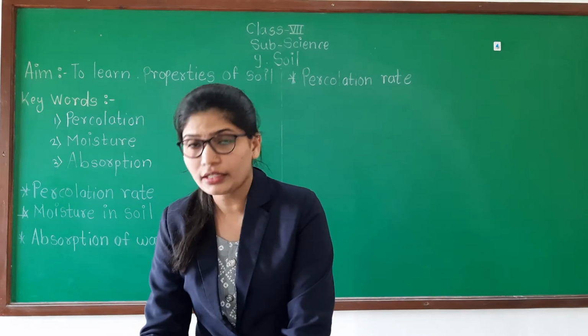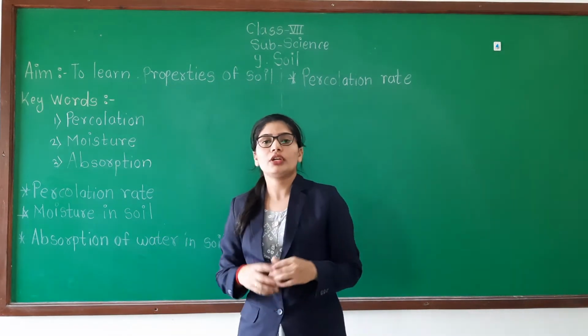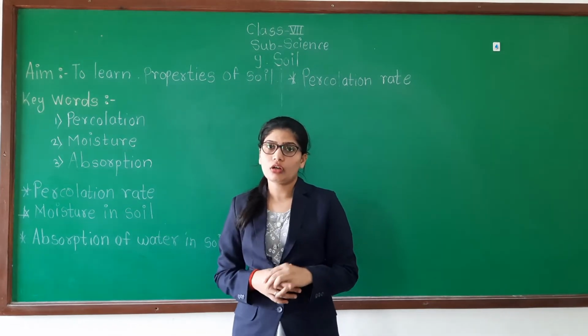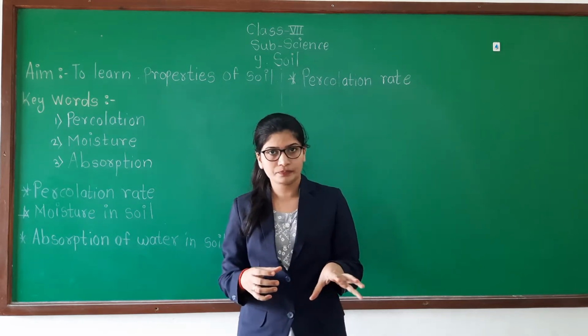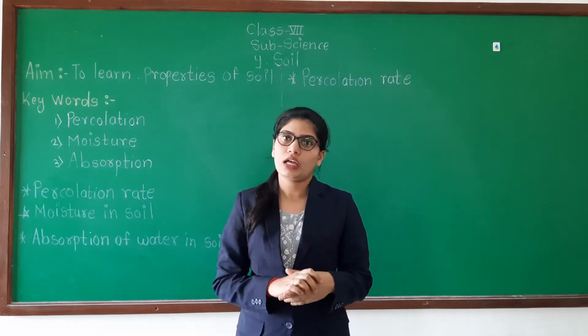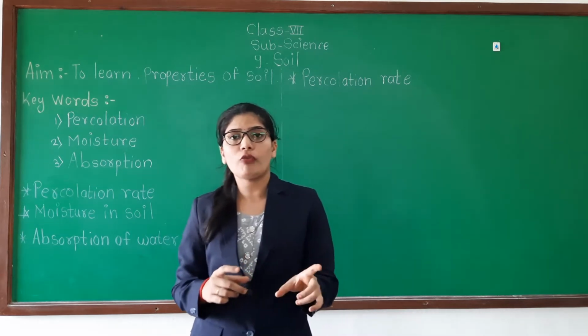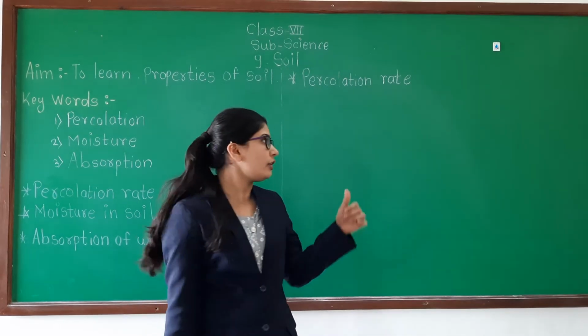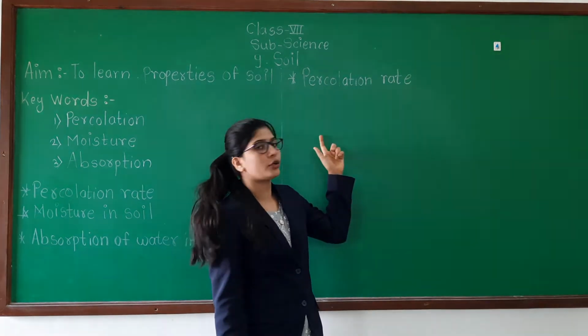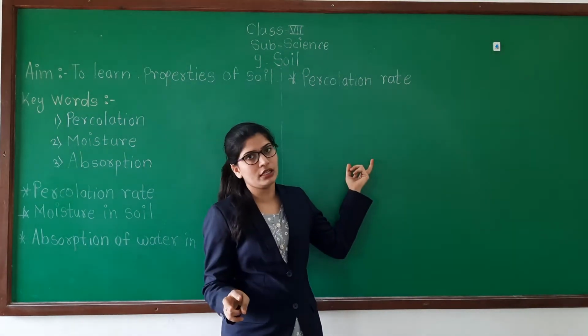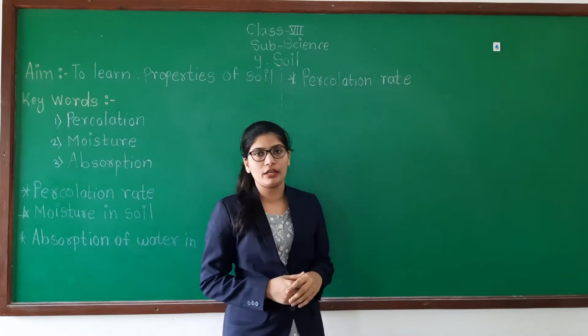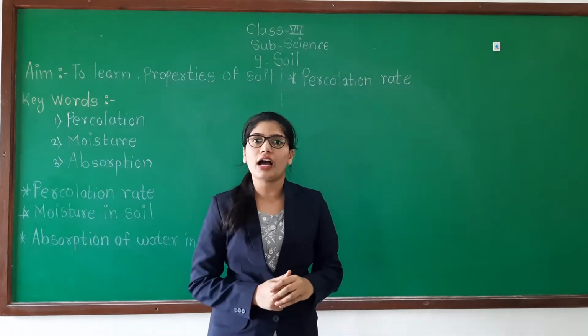Now we will start our activity. So in this activity what we are going to do? First we are taking the soil in a measuring cylinder. Then we are pouring the water. With the help of a stopwatch we will calculate the time and then we will take the percolation rate of both soils and then we will compare those values. Understood? So let's start our activity.